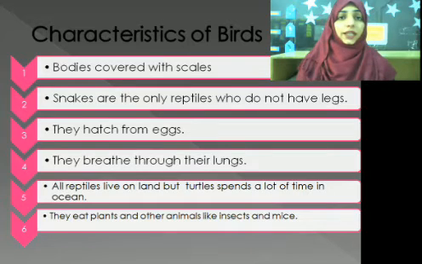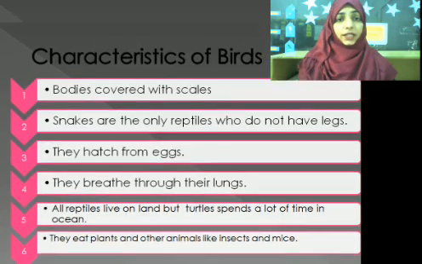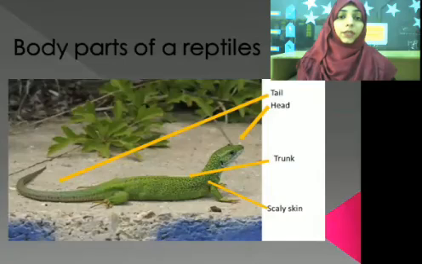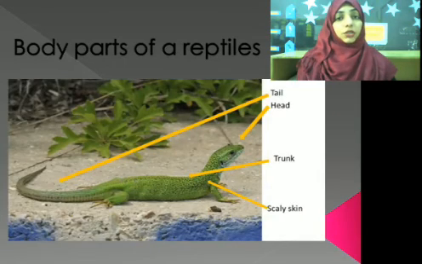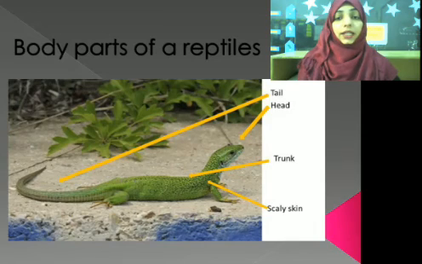Just like birds, they all live on land, but the turtle or tortoise is the only reptile which spends most of its time in oceans. They eat different plants and small animals like mice and other small insects. Their bodies are also divided into the same three parts: head, trunk, and tail.